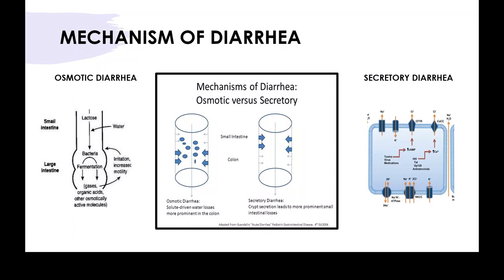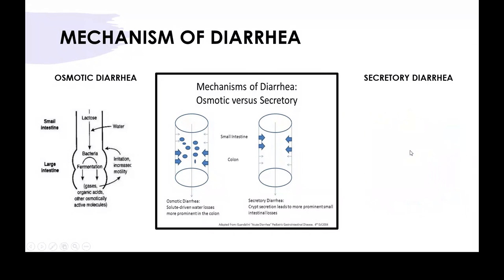Whereas looking into secretory diarrhea, toxins, viruses, and medications will activate these chloride channels. So there will be a lot of chloride leaking out into the lumen, and water will also be leaking with that. So this is the mechanism for secretory diarrhea.